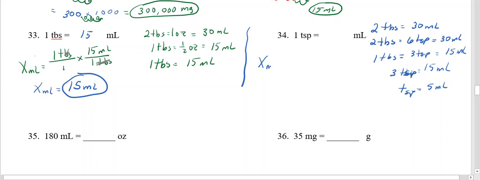So let's go ahead and set it up. So 1 teaspoon over 1 times, and then teaspoon goes on bottom, milliliters goes on top. 1 teaspoon, 5 milliliters. Why am I writing tablespoons? So my teaspoons cancel, and I have 5 milliliters.